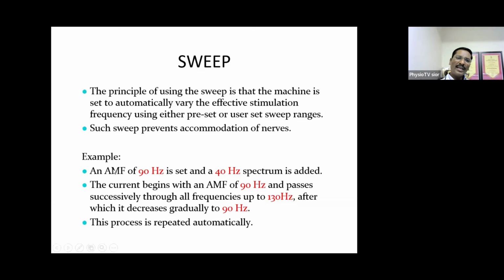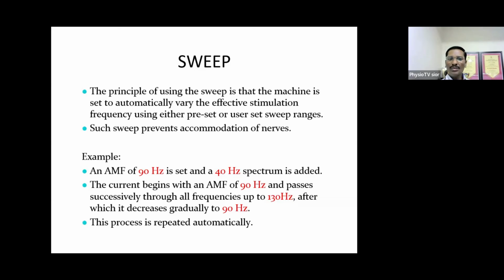Let us take an example. In this example, let us suppose the base of the channel is 90 hertz and the sweep is set to 40 hertz. Phase or spectrum, both are synonymous, so we can use either one of them. So 40 hertz is the spectrum added.